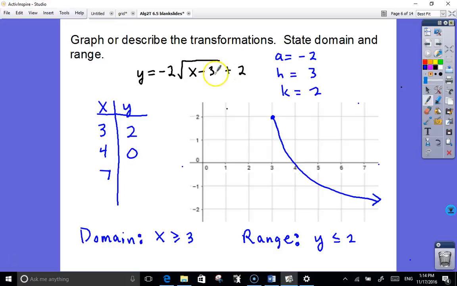And 7 minus 3 is 4. The square root is 2. Negative 2 times 2 is negative 4. Plus 2 is negative 2. So I could make this a little better graph. There's the first point. 4, 0, that's pretty good. And 7, negative 2. So that would be a better graph than the first.